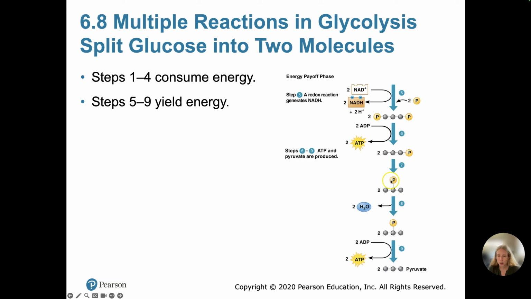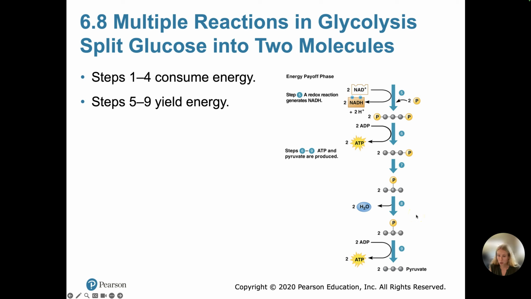7, some more chemical changes change the structure of our molecule. In step 8, water is a byproduct of that reaction. And then finally in step 9, we have more ATP produced by substrate level phosphorylation, and we end up with 2 3-carbon pyruvate molecules at the end of glycolysis.